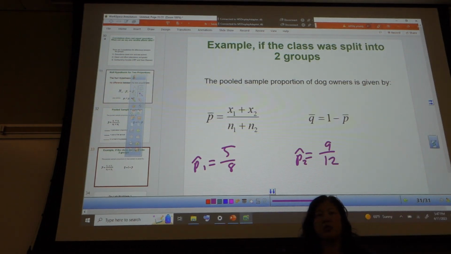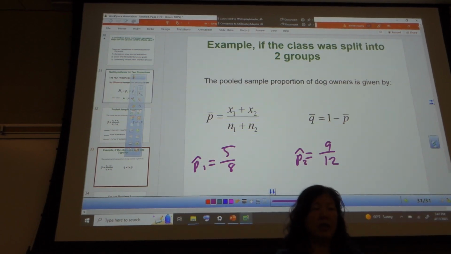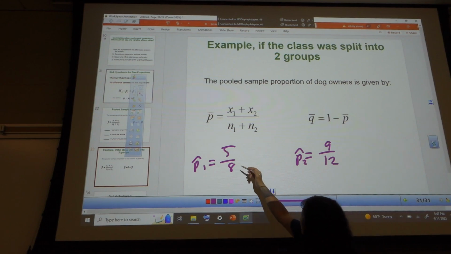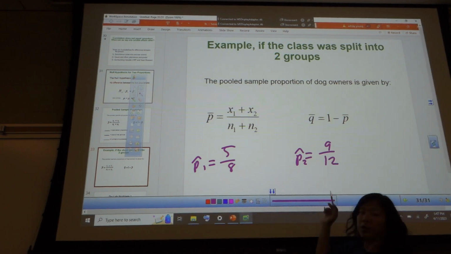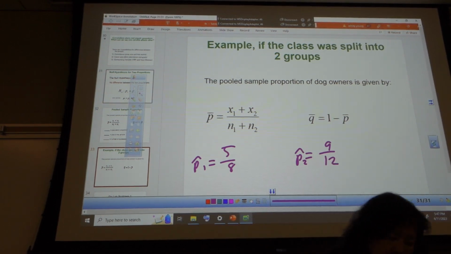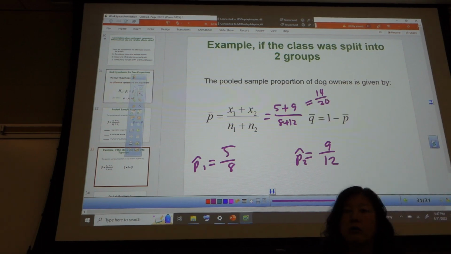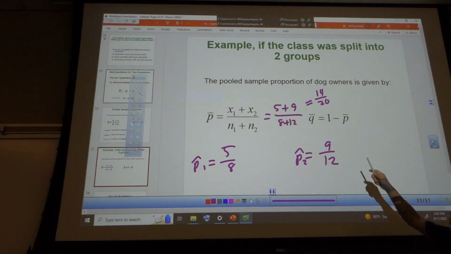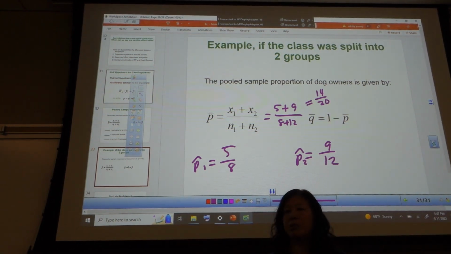My pooled sample would be if I put them into one big group. If I combined all of them together, then all together I have 5 plus 9, 14 dog owners out of a total of 8 plus 12, 20 people. Everyone kind of following? So my pool would be 5 plus 9 dog owners out of 8 plus 12 people. So I'd end up with 14 out of 20 as my P bar. And then Q bar would be 1 minus P bar. So the pooled sample is just combining into one big pool.